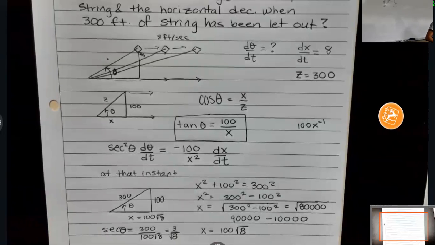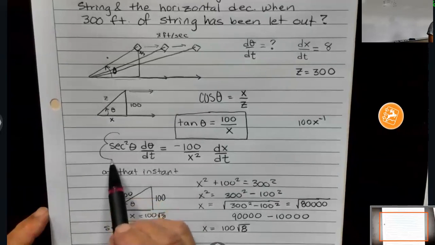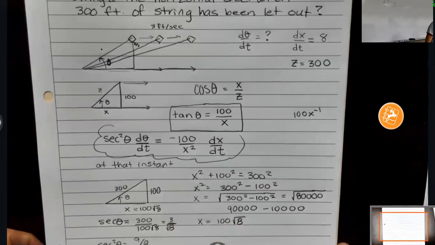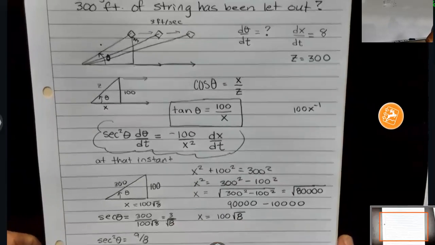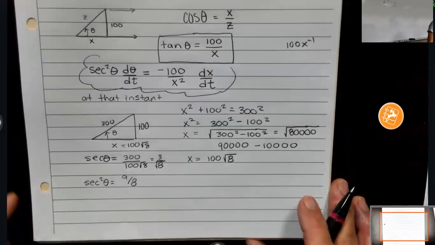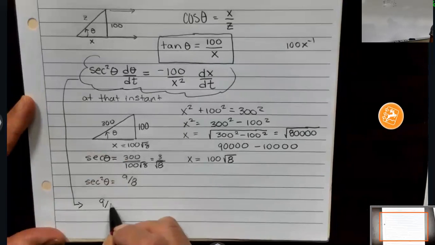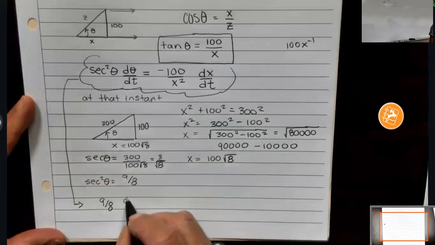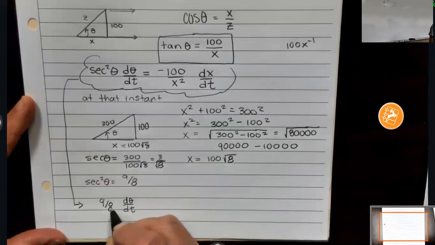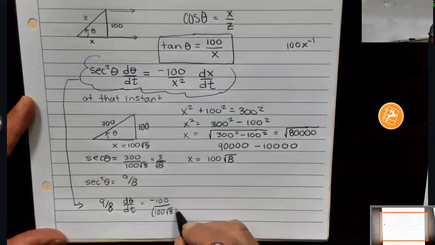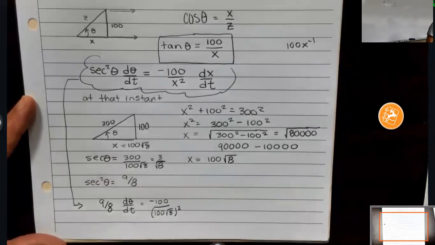And now we've got to go back up to our related rates equation. We know all the unknowns except for the d theta dt that we're looking for. So let's fill them in. I'm going to fill them in right here, I've got a little bit of room on the bottom. So putting in our numbers, secant squared of theta is 9/8. d theta dt is what we're looking for. Then I've got a negative 100. Then I've got x squared, so 100 squared times 8 squared. dx dt is 8.